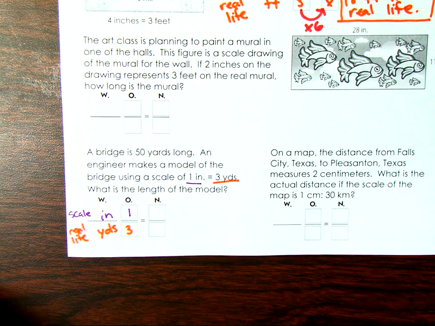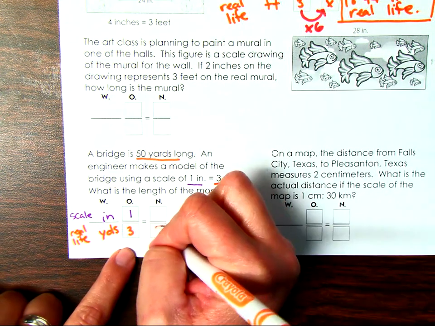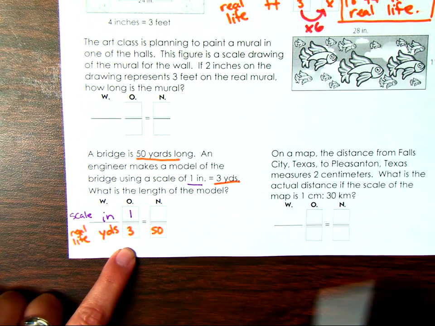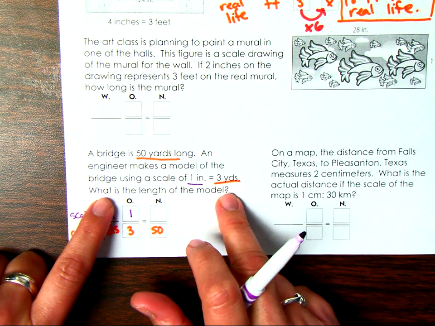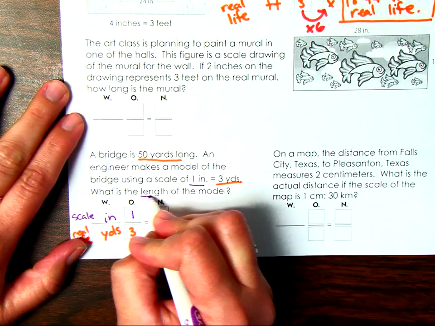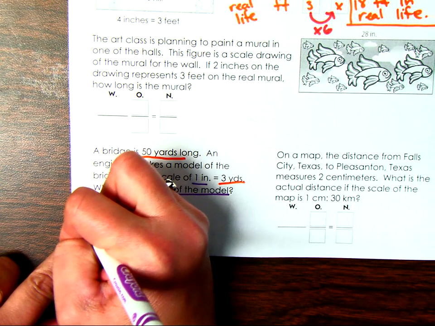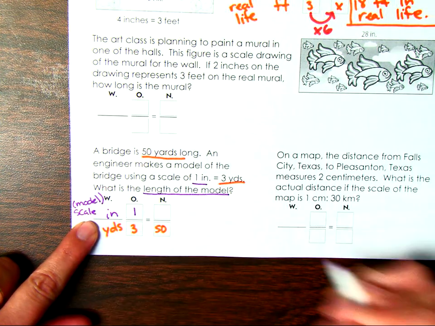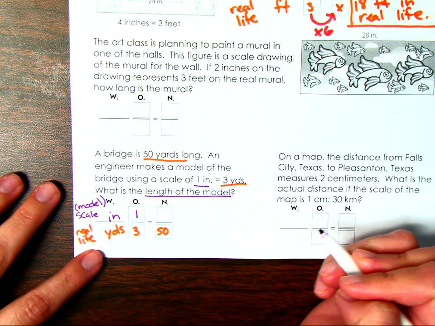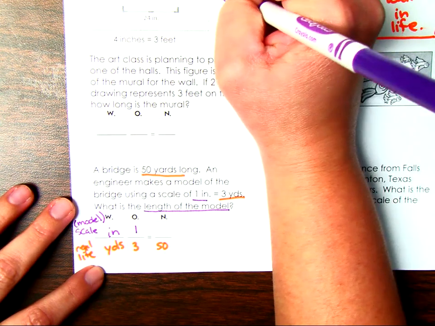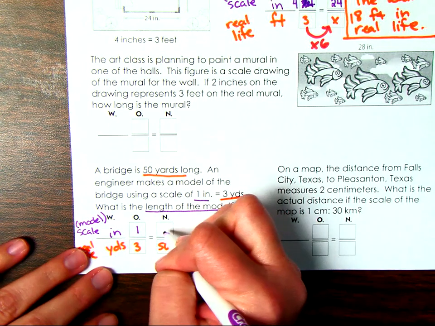So when I see 50 yards, I know that goes right there next to the yards. The question doesn't say what's the length in inches, so that might throw some people off. But if we say the length of the model, that's the scale, the smaller amount. So we can say scale or the model, and really truly the scale is the model each time. So we're going to say, what is the length of the model.